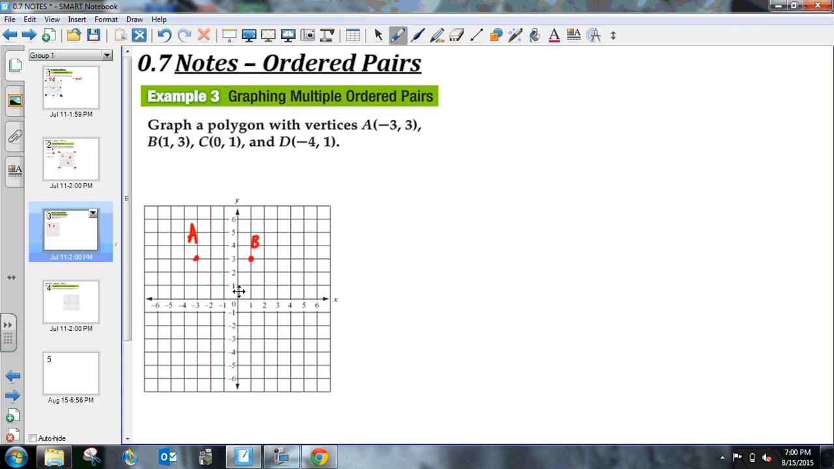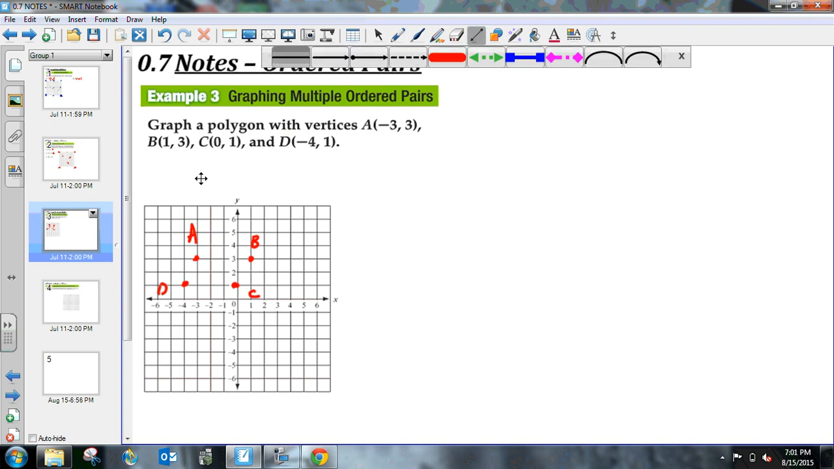Okay, point C is the point 0, 1. Okay, that's point C. And then D is negative 4, 1. So 1, 2, 3, 4, up 1. Okay, and that's point D. All right, I'm going to connect those however they're written.